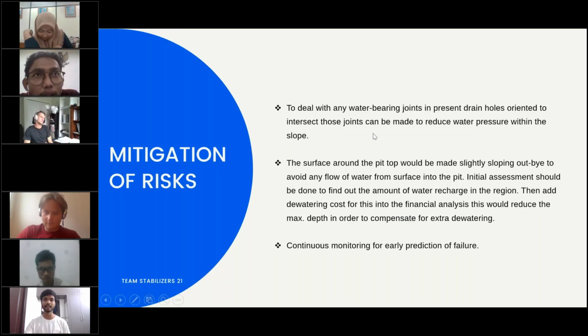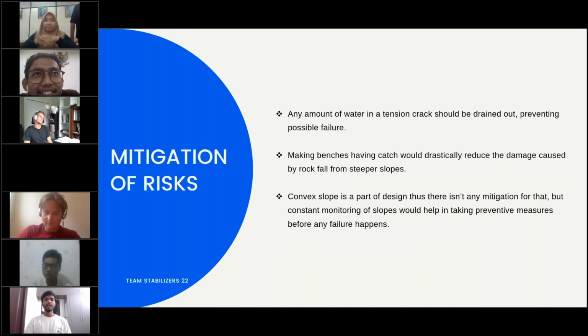Continuous monitoring can prevent any failure or will make us ready for it. Making benches would make it more stable if needed. Making some catch benches would reduce damage due to rock falls as it would slow them down. Convex slopes might cause instability, but constant monitoring would help us mitigate that.